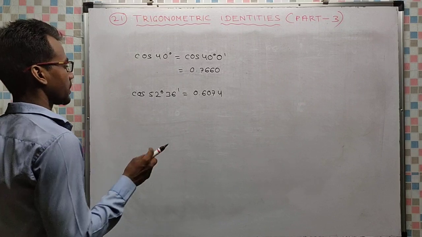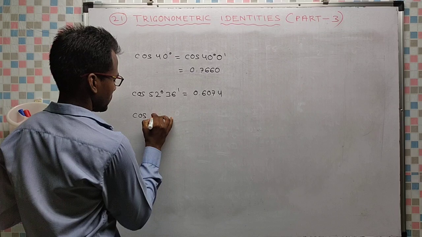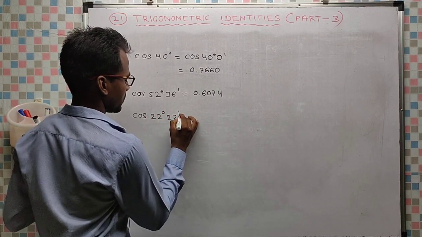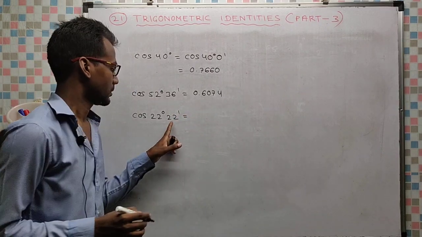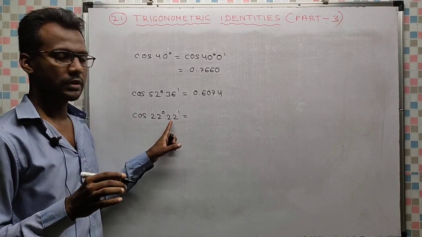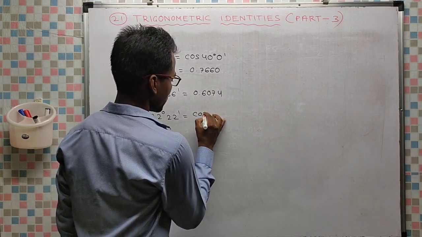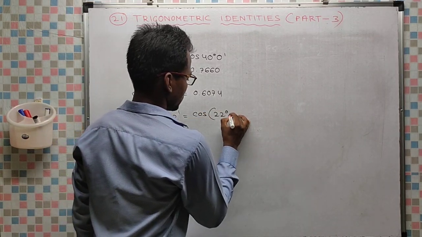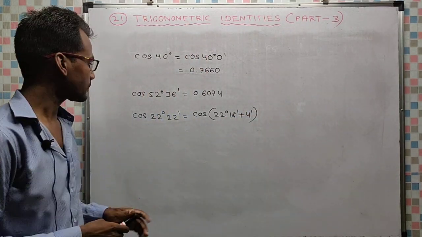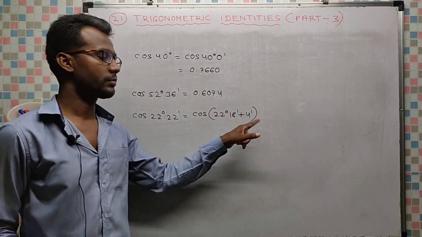Now let us move to, suppose, cos 22 degrees and 22 minutes. All degrees are there, 0 to 90, but all minutes are not there. 22 is not a multiple of 6, so it will not be there. So you have to split this. 22 minutes can be written as 18 minutes plus 4 minutes.